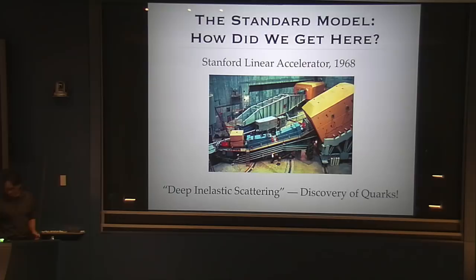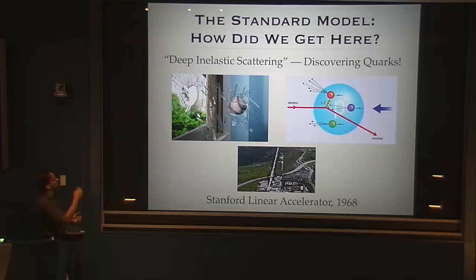So this was at the Stanford Linear Accelerator Center about 50 years ago. Now, how should you think about deep inelastic scattering? Well, scattering just means that things are colliding and scattering and you see what comes out. The words deep and inelastic are effectively summarized by this picture. They mean that you're really colliding things very hard. You have some hard point-like particle and you're smashing something.